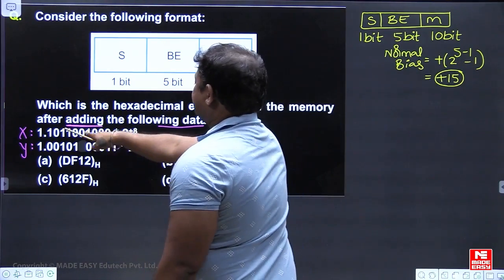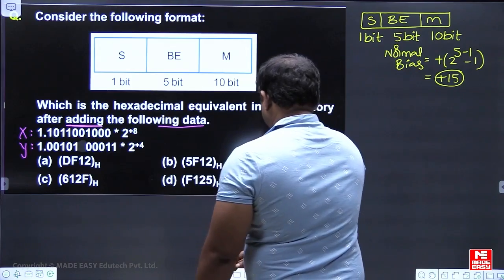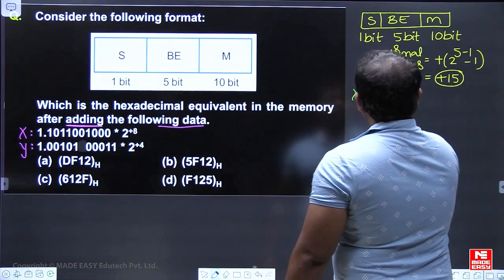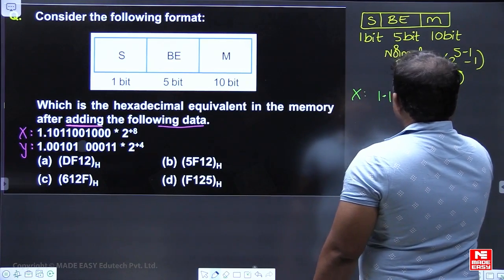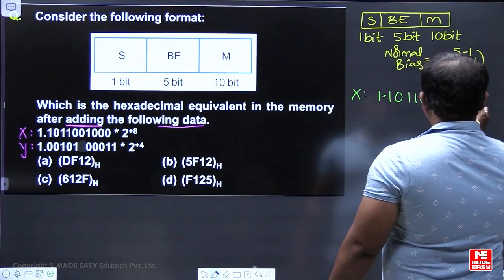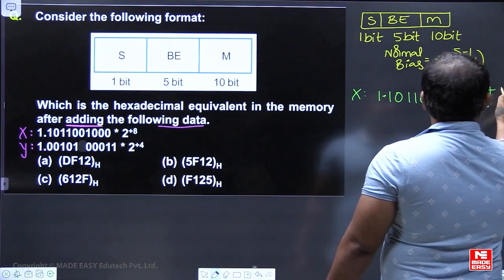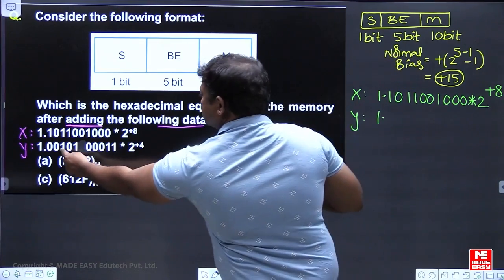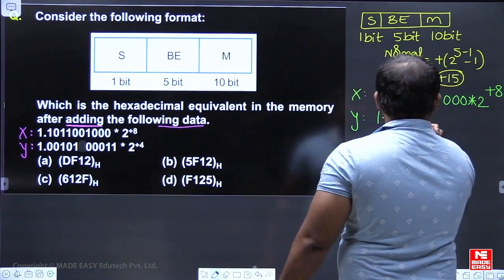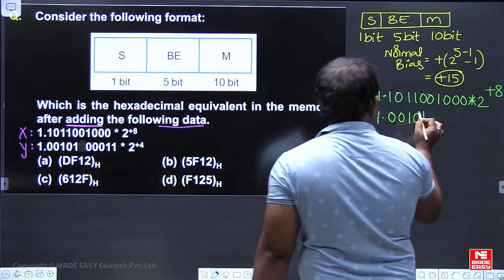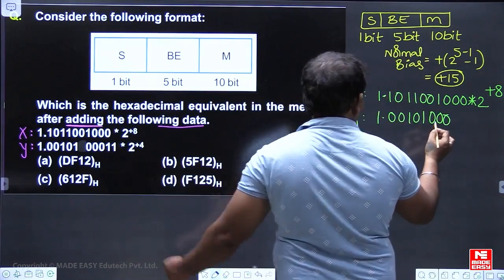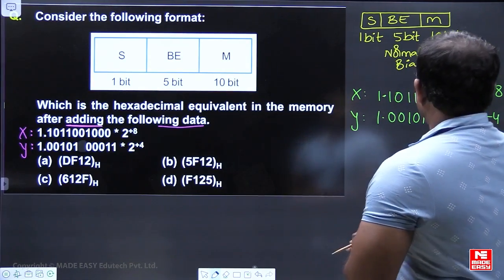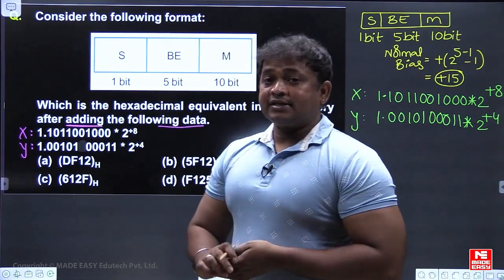Then there are two numbers present. The given numbers are x and y. First, x is 1.1011001000 into 2 power plus 8. Y is 1.00101000011 into 2 to the power of plus 4. Correct? Yeah, this is the given information, x and y.